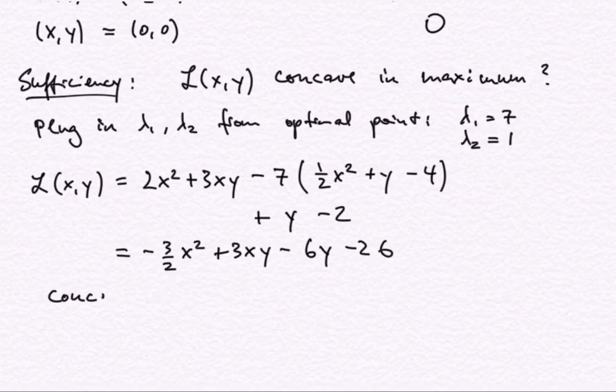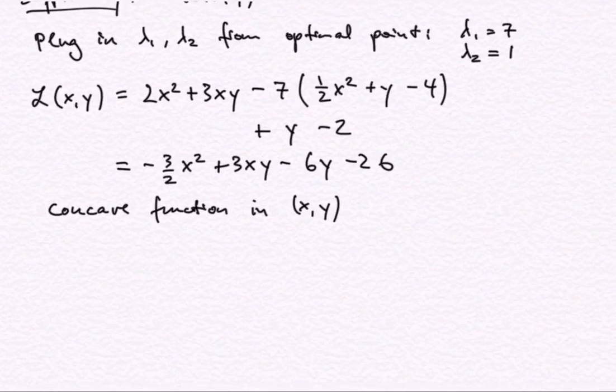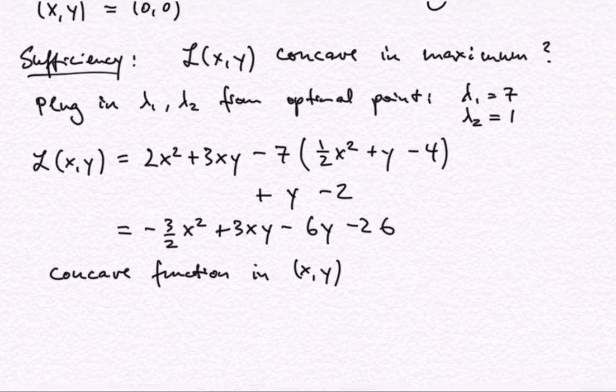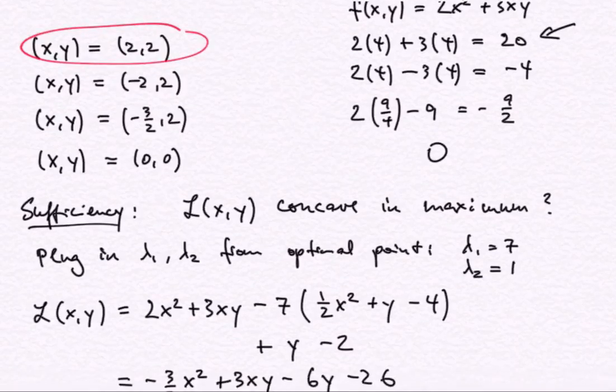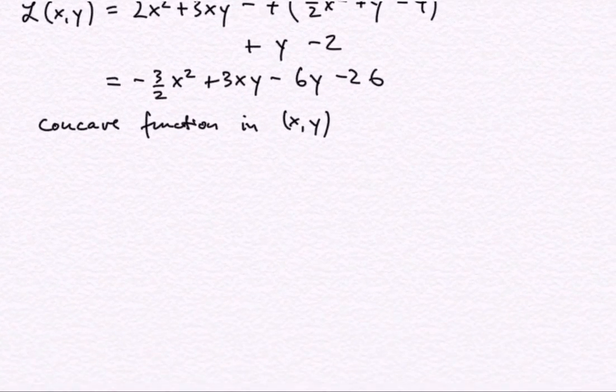This is a concave function in x and y. Negative parabola in x and linear in y, and thus we have sufficiency. So indeed the case for point 2 and 2 strengthens. The only thing that's left to check is constraint qualification.